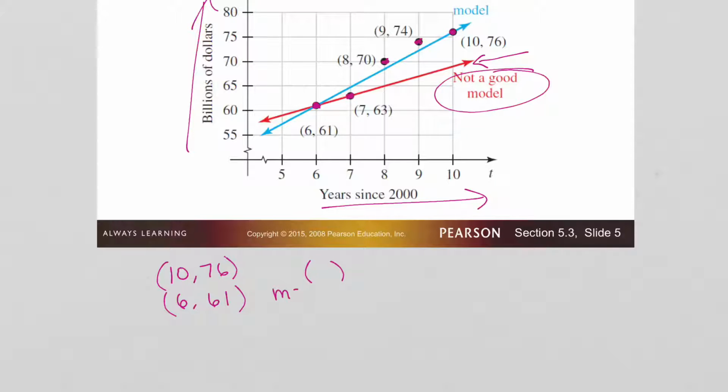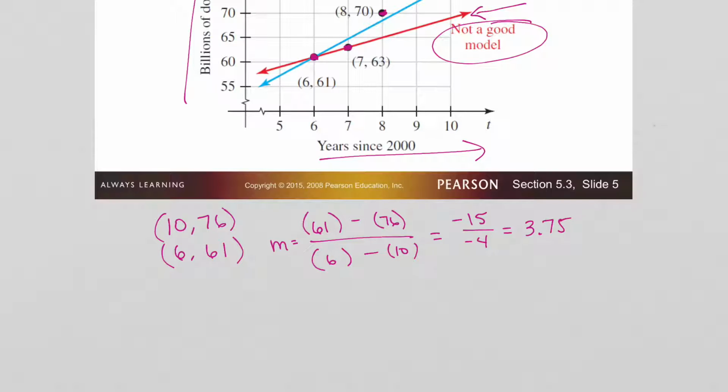So my slope will be 61 minus 76 over 6 minus 10. So 61 minus 76 is what? Negative 15. And 6 minus 10 is negative 4. So with word problems, typically we turn our slopes into a decimal. So that's what I'm going to do. And I get 3.75 is my slope.